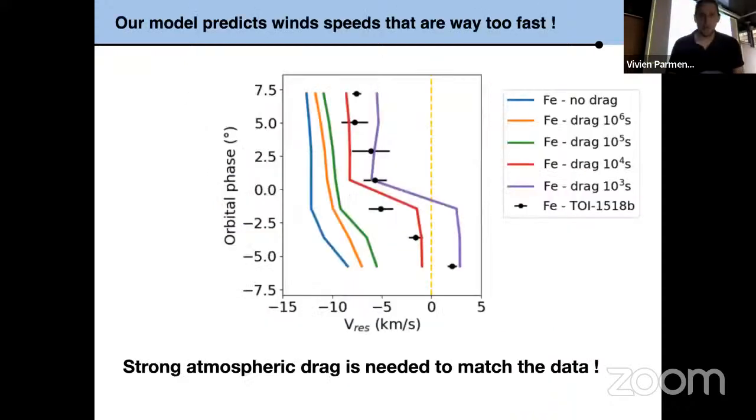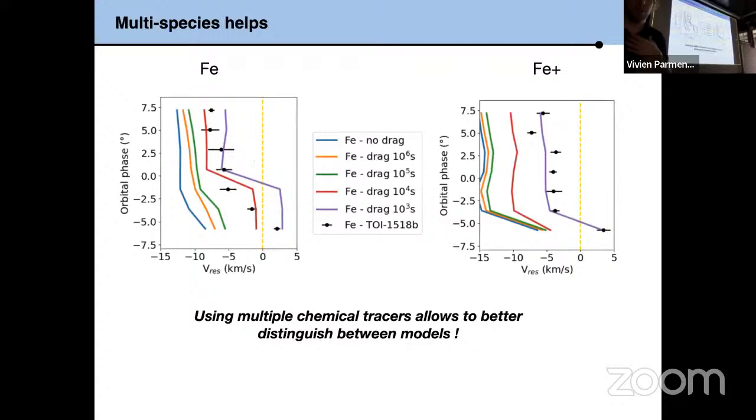So we try that on the model. That's what we get, and that's really great. As you increase the drag, you get closer and closer to the data. I'm not going to tell you for sure it's 10 to the 3 or 10 to the 4, but at least I can tell you it has to be a reasonably strong drag. 10 to the 3 seconds, not a long time scale. So it means that it's a strong force.